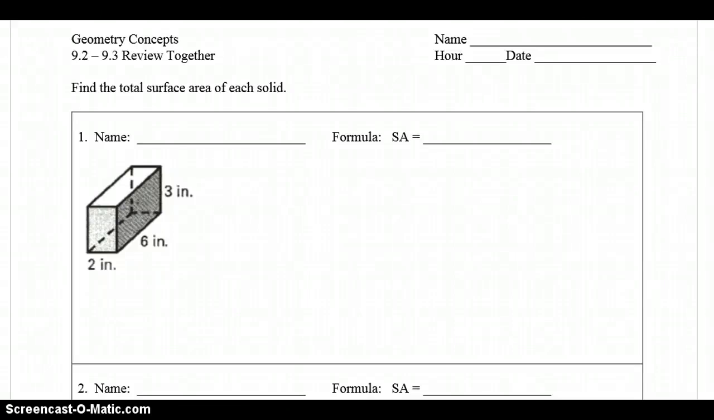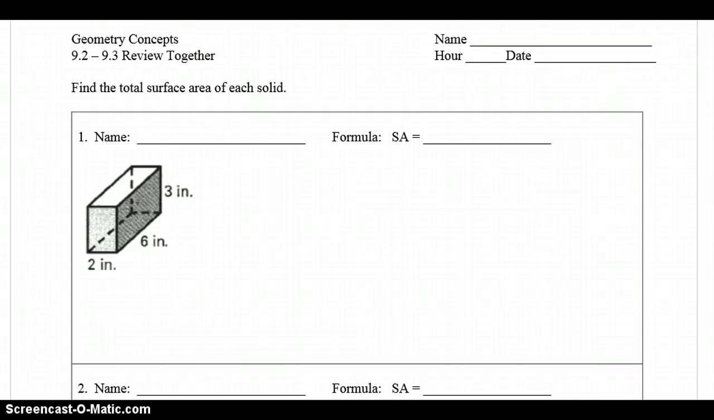Find all of these. It is asking us to find the total surface area of each solid. What this worksheet has done, what we've done for you, is split it up into steps. We're going to work through each of these steps together today, and tomorrow you'll have a chance to work through each of the steps on your own and make sure you know how to find the surface area. First off, it asks us to name the solid.